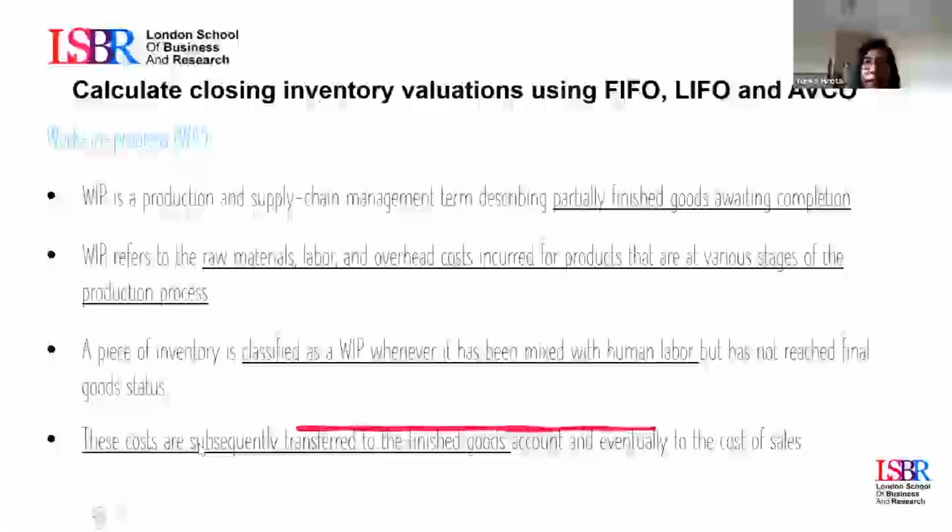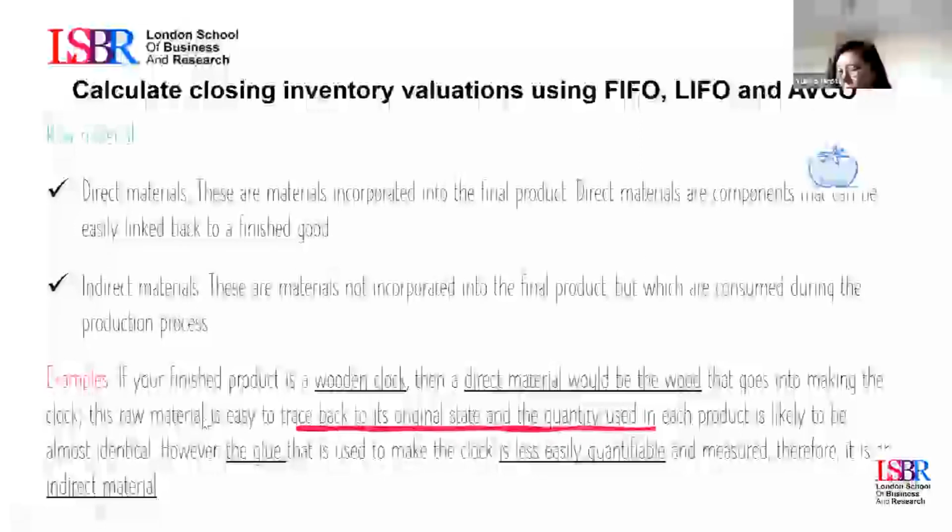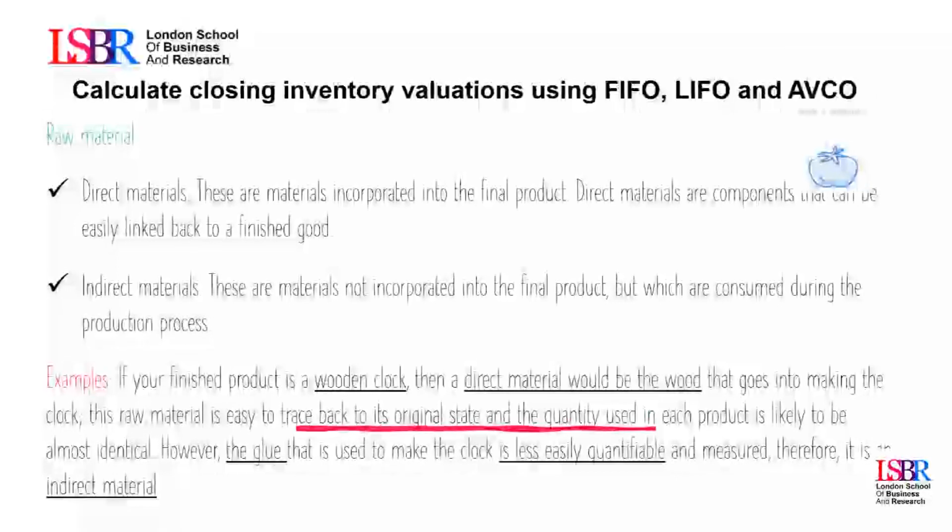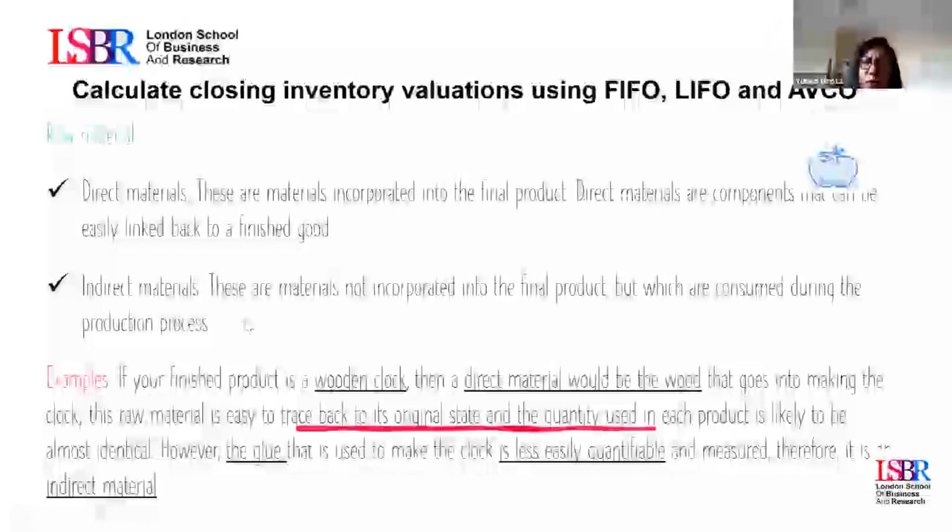And then, till here, do you have any question about raw materials? Because this is the first type of inventory. No, I think it's straightforward enough. Okay. It's easy to understand raw material.